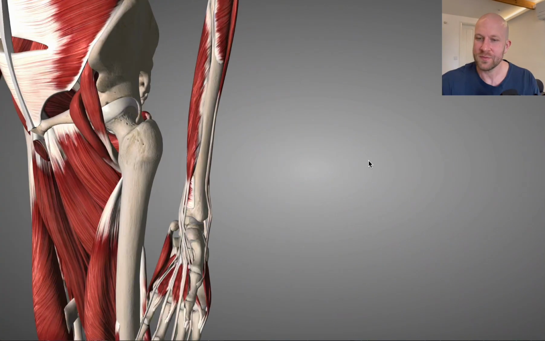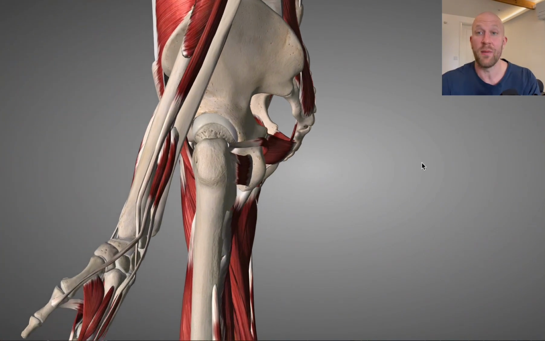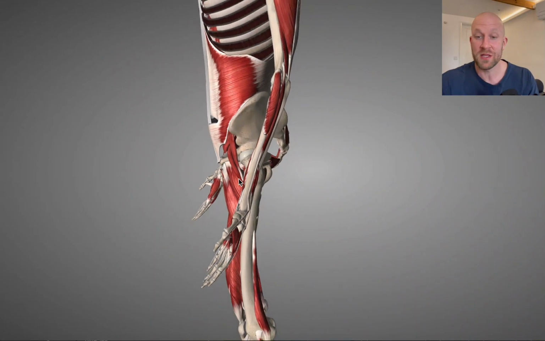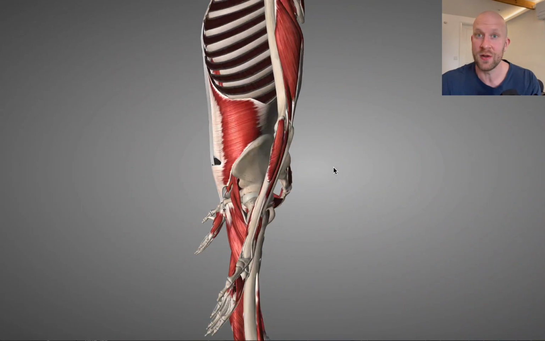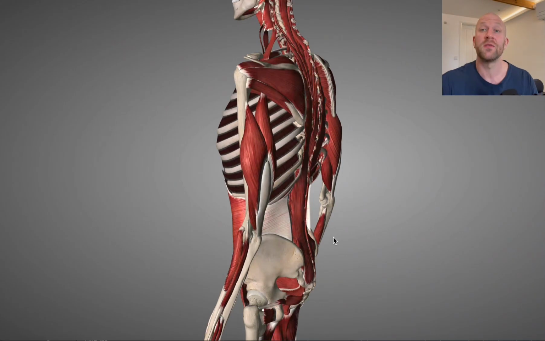Thank goodness. That's the anatomy of the upper limb. A brief look at the muscular anatomy and some neural and some injury pathology as well. But I hope it's been helpful for you.